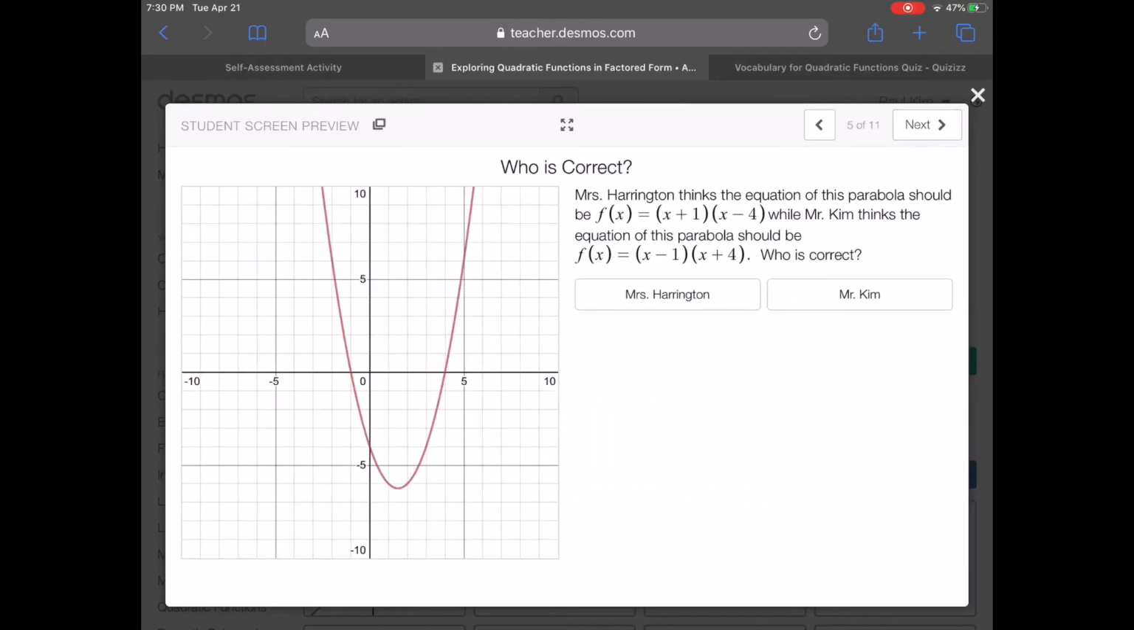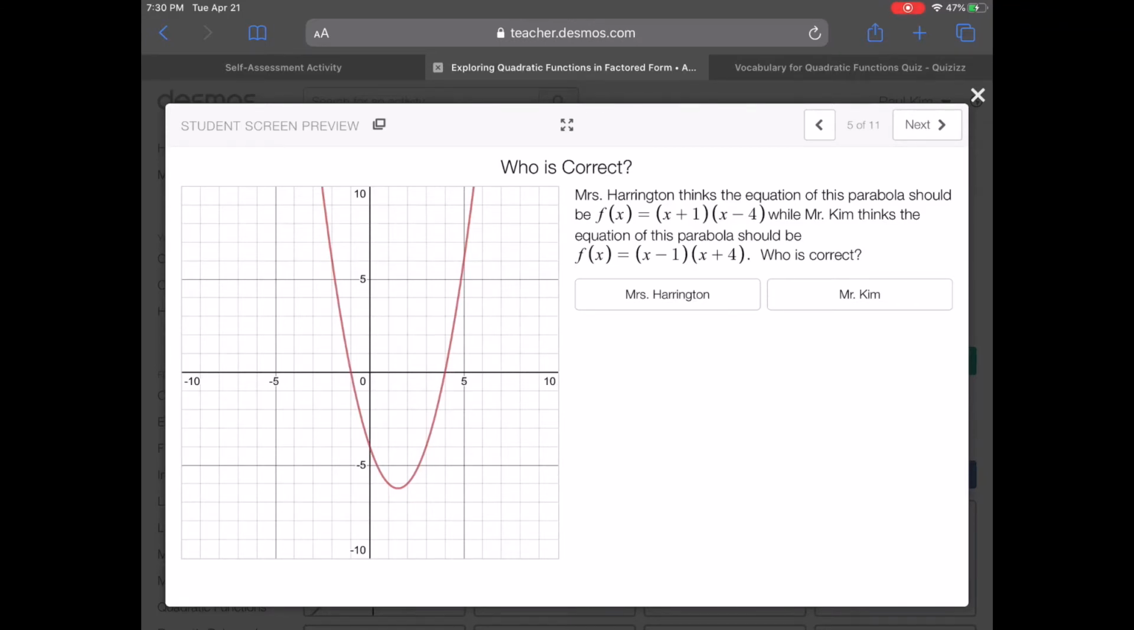Now for this one, Mrs. Harrington thinks the equation of this parabola should be f of x equals x plus 1 times x minus 4, while Mr. Kim thinks the equation of this parabola should be f of x equals x minus 1 times x plus 4. Who is correct? So if I have one of my x-intercepts at -1, then one of my factors should be x minus -1, which is x plus 1.